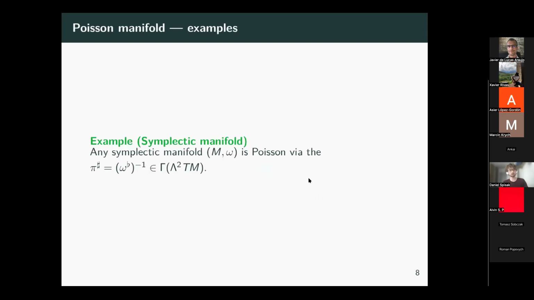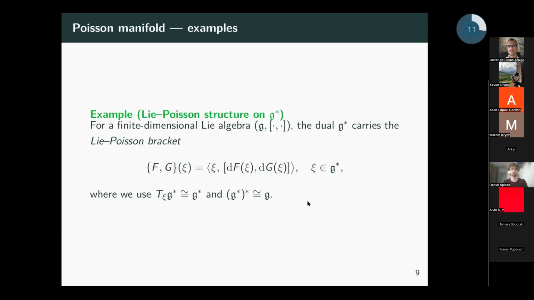Now, the basic example of a Poisson manifold is, I think, the simplest one: the symplectic manifold. We do this by defining the Poisson structure as the inverse of the symplectic structure. So this is the Poisson tensor, when we define it as the inverse of the musical isomorphism that is induced by the symplectic form.